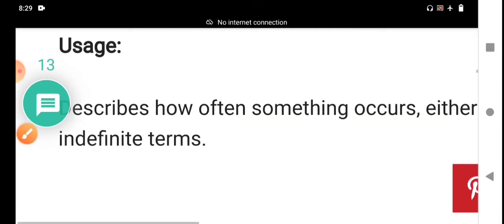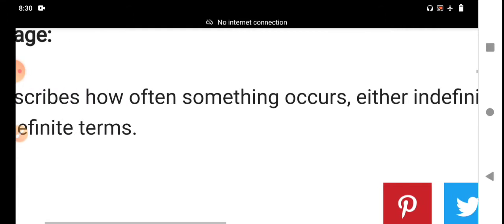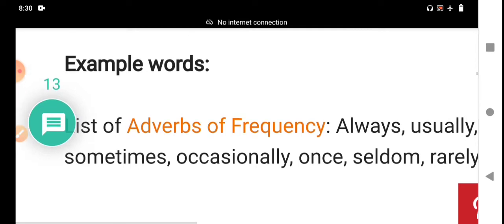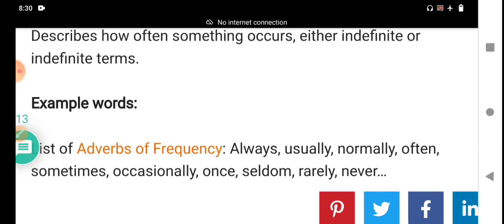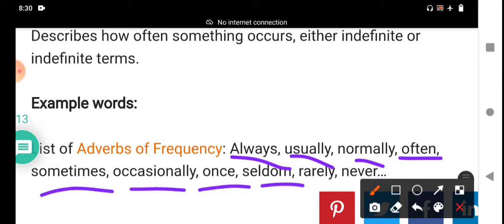Adverb of frequency describes how often something occurs, either definite or indefinite. For examples of adverbs of frequency, some of the vocabulary is given. We should understand the vocabulary. Always, usually, normally, often, sometimes, occasionally, once, seldom, rarely, never. I occasionally watch the film show. I occasionally go to my native village. Frequently I go to my native village.